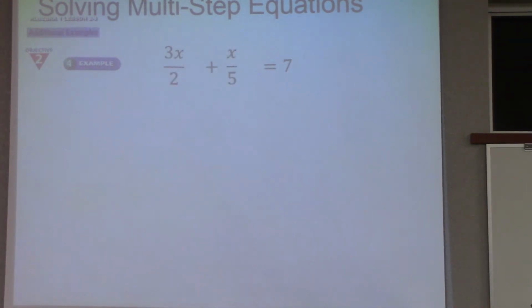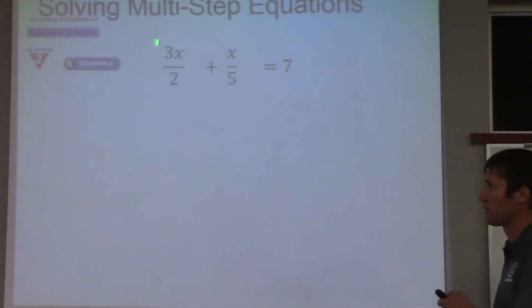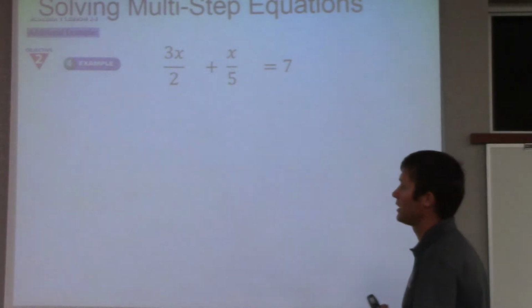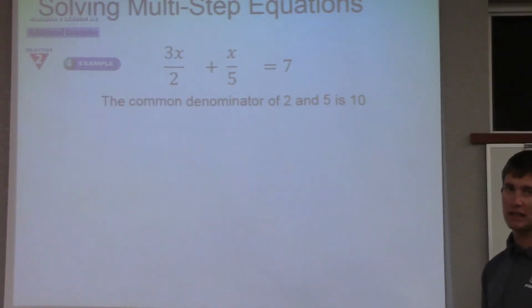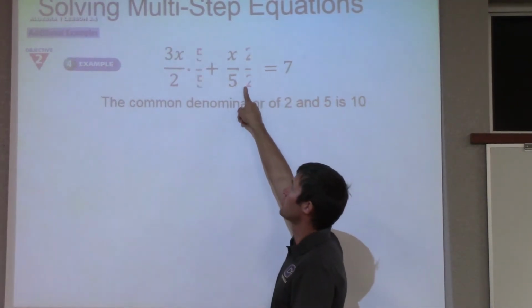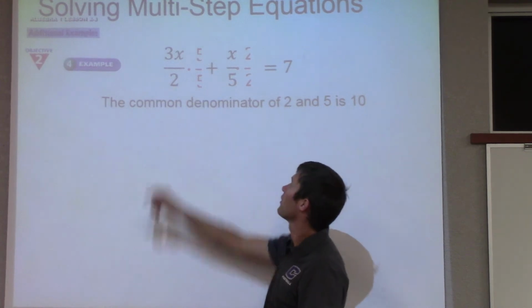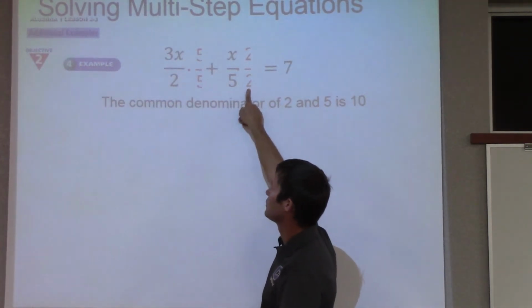Now, what do we do with fractions? Well, we're going to do the same thing: combine like terms. If I look at 3x over 2 and x over 5, can I add these two together? They don't have a common denominator, so we need to make a common denominator. My common denominator would be 10. So I'm going to multiply this by 5 over 5 and this by 2 over 2. You don't quite see it, but this should be 5 over 5, 2 over 2.